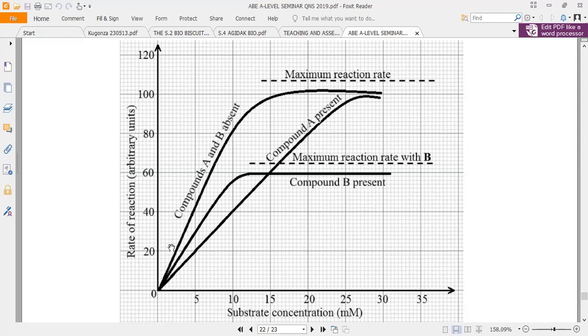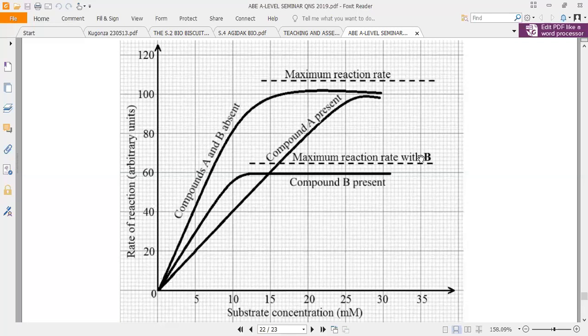So now here, for instance, what do I see? I'm seeing here a broken line having the maximum rate of reaction. It is also the maximum reaction rate with B. So it means that this figure must be around 100, maybe 108 something, this one here. But now 108 is actually the maximum rate of reaction. Then this one had around maybe 65, which could be the maximum rate of reaction when they add substance B into the reaction.